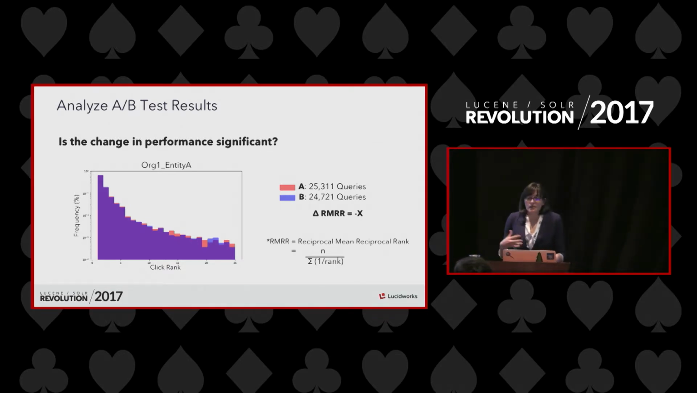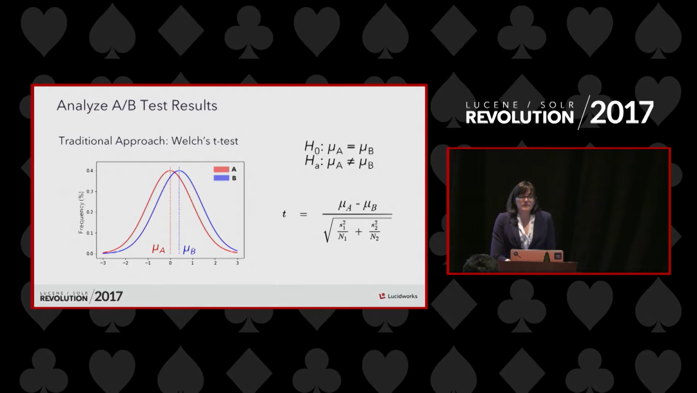Then we observed some change in RMRR, which in this case was slightly negative. But how do we evaluate if this actually represents some change from our updated algorithm, or if it might just be sampling noise? A lot of you have probably done hypothesis testing before. A classic tool is something like Welch's t-test, testing for the difference in means between 2 samples.